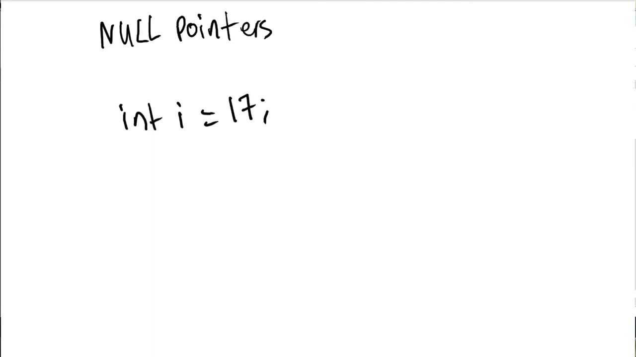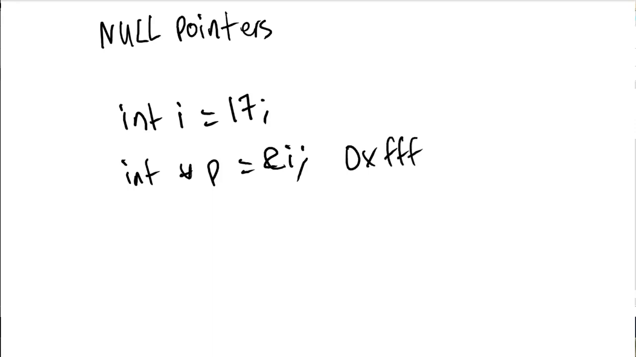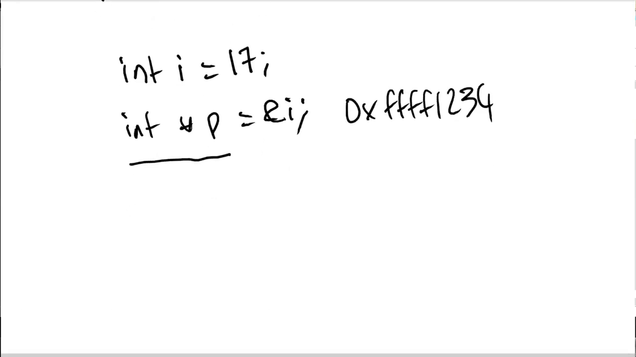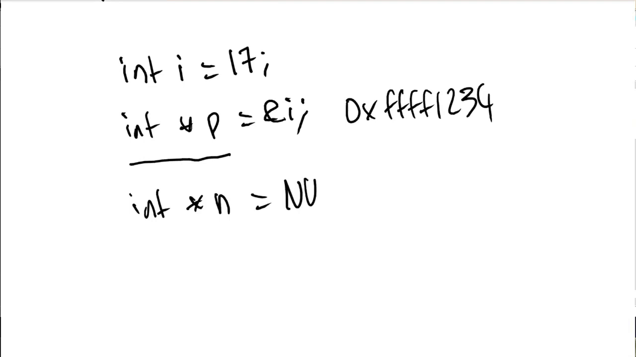if we wanted to make an int pointer, int *p equals the address of i. As you will hopefully know, this means that p is a variable that contains the address of i. So that might be a number like 0xFFFF1234, for example. And so what this means is that p contains an address of something. What about if I made an int *n equals null?